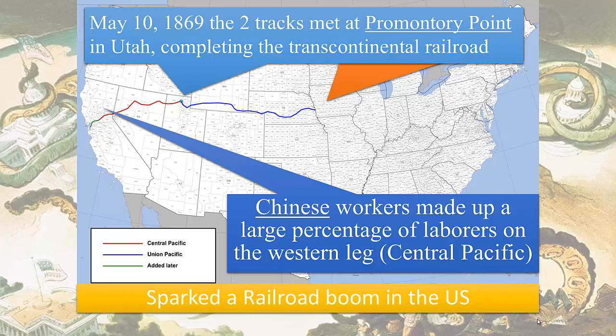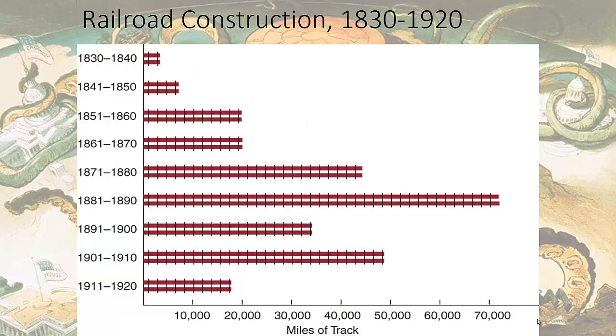This sparked a railroad boom in the United States, which therefore sparked similar booms in steel, coal, and oil necessary to work the railroads. And so we've seen this part of the graph before. There's not a lot of railroads before the Civil War, but after the Civil War there is an explosion, especially in the 1880s to the 1890s. This is where most of the rapid growth occurs.